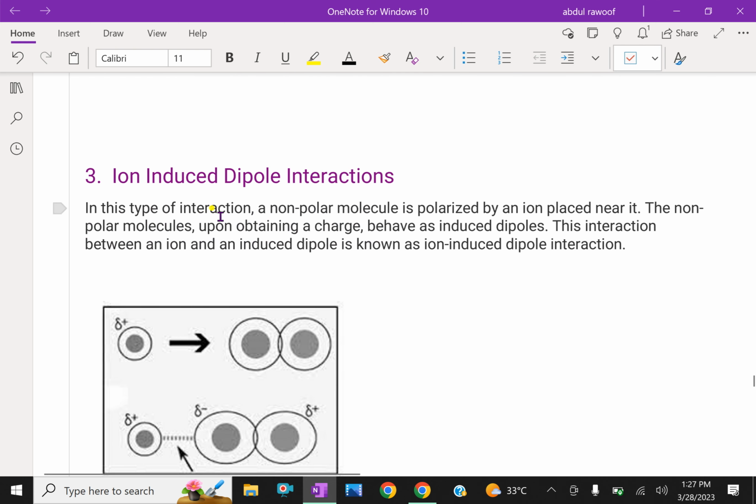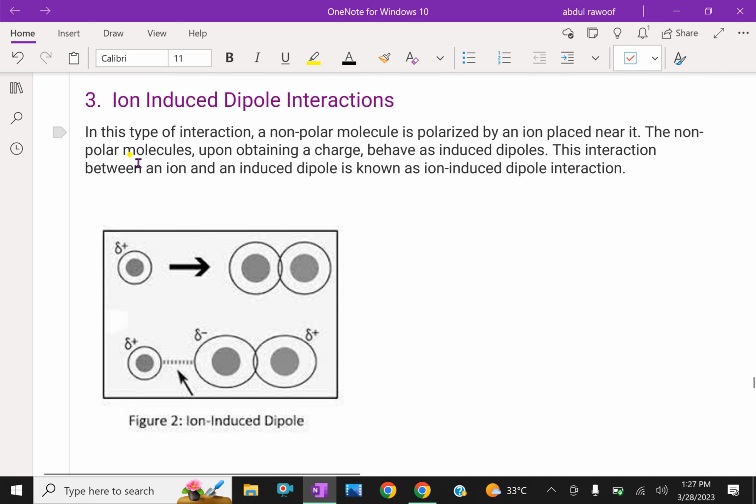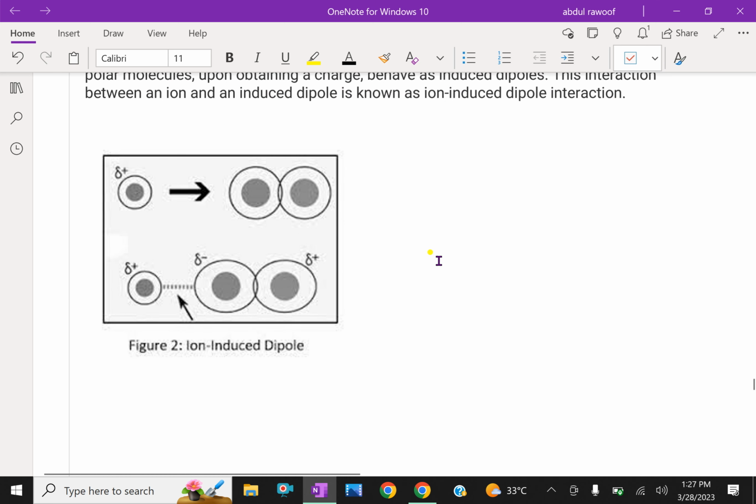Next one, ion-induced dipole interaction. In this type of interaction, non-polar molecules are polarized by an ion placed near them. The non-polar molecules, upon obtaining a charge, behave as induced dipoles. This interaction between an ion and an induced dipole is known as ion-induced dipole interaction.